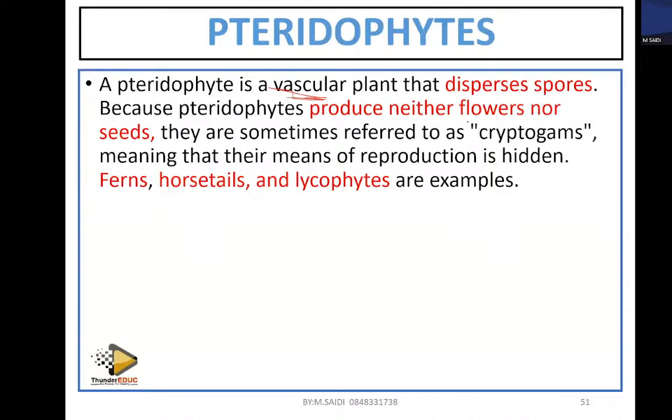Pteridophytes produce neither flowers nor seeds. They don't have flowers. They don't have seeds. Therefore, they don't have flowers. They produce neither flowers nor seeds. In other words, they are crypto.